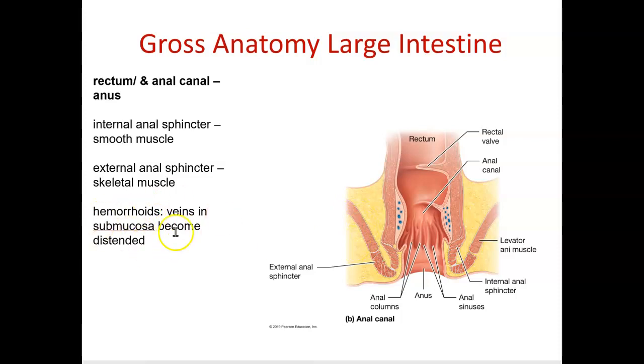I also want to mention hemorrhoids. There are blood vessels here, so if you get blood vessels that are inflamed, they're basically inflamed veins. They become distended and kind of bulge. It could be painful. It can happen if your patient is constipated from straining a lot, or you might see it after labor and delivery.